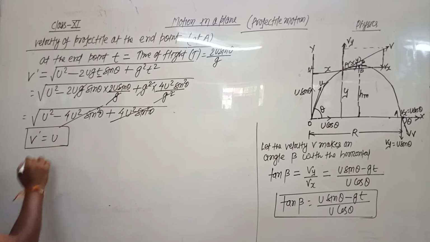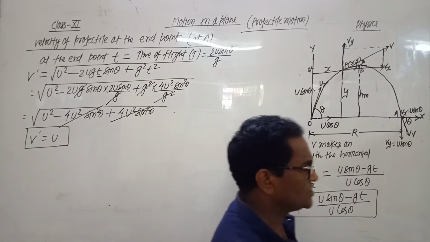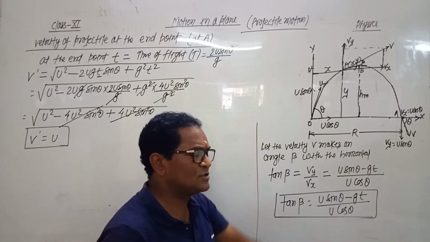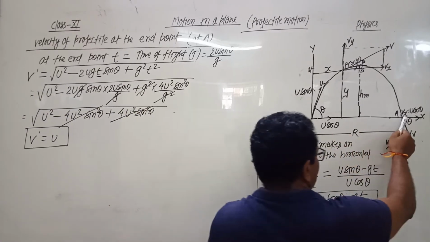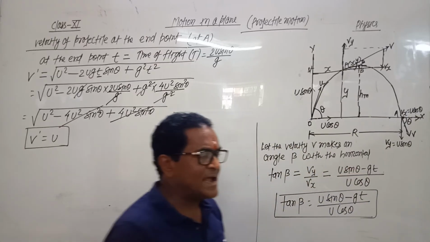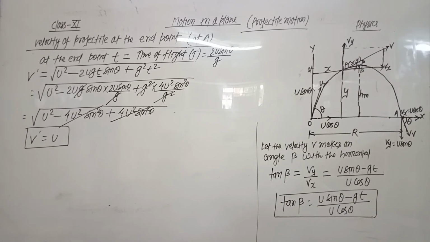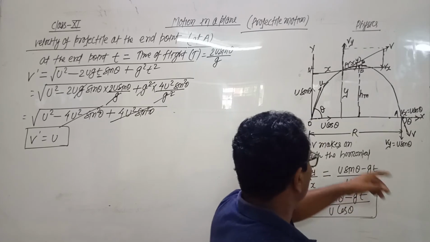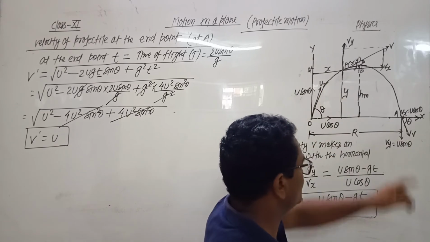So v dash equals u, which means at point A the value of velocity v dash is equal to u, and u was the velocity with which the projectile was projected. So at both the points, the velocity will remain the same. The projectile will strike the horizontal plane at point A with the same velocity with which the projectile was projected.